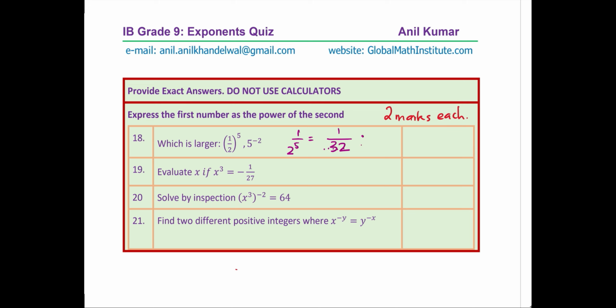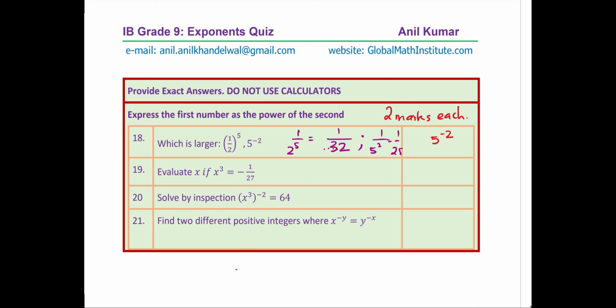Now let's talk about 5 to the power of minus 2. That means 1 over 5 squared, which is 1 over 25. So which is greater? Greater means you're dividing by a smaller number. And therefore, the answer clearly is 5 to the power of minus 2. Is that clear to you? So you could evaluate and then get your answer.